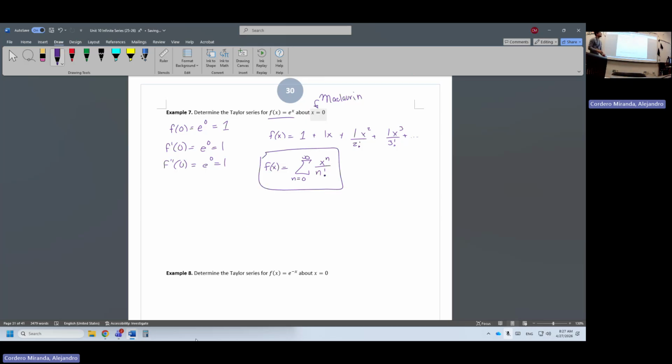Because that's what that poster up there says as well. But that's how that poster got it, by taking out these derivatives. Cool.